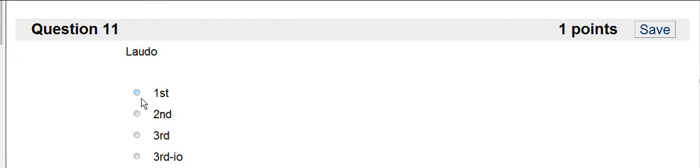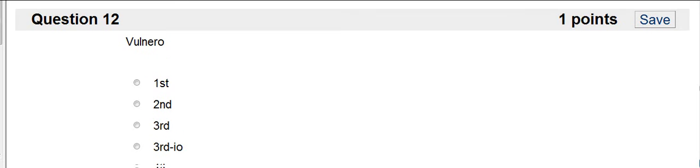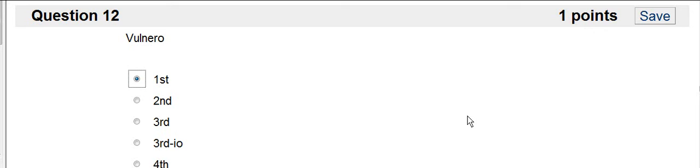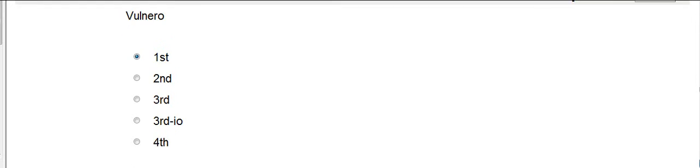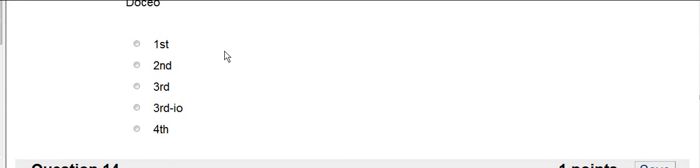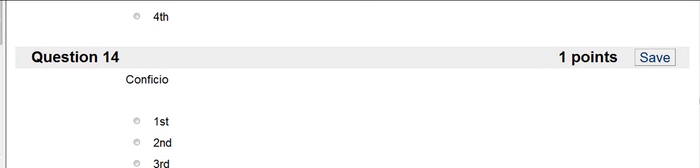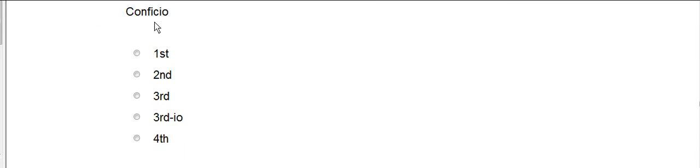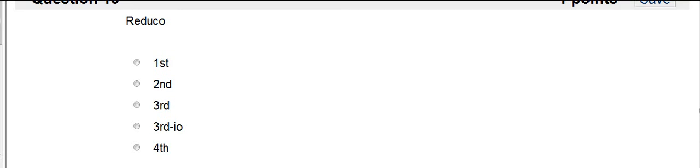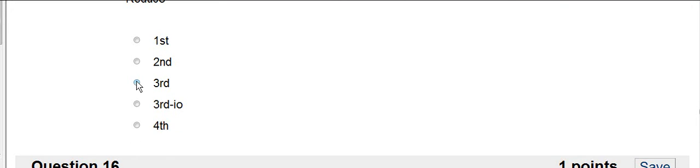Laudo is one of the first conjugations we learned. Vulnero is also first, ari, avi, atus. Docio, easy, it's EO, all EOs are second. Conficio is a compound of facio. Again, most IOs will be third IO. Reduco is a compound of duco, which is a third.